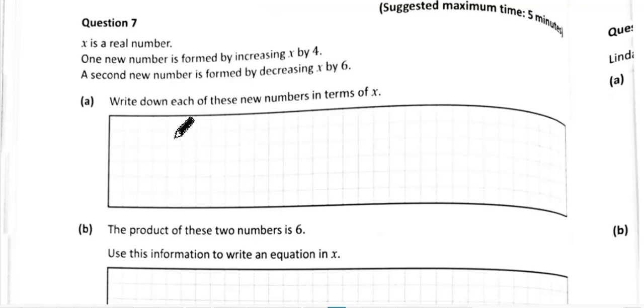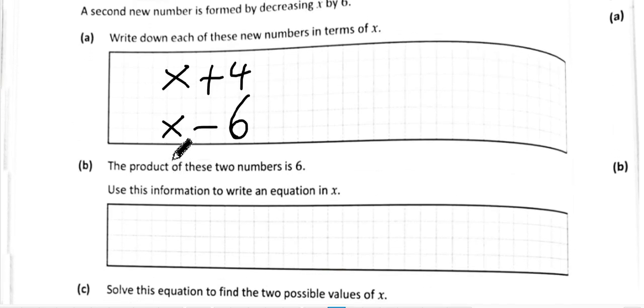This is a number. One number is formed by increasing by 4. Increase by 4 means add 4. The other number is formed by decreasing by 6. So, anybody? x minus 6.